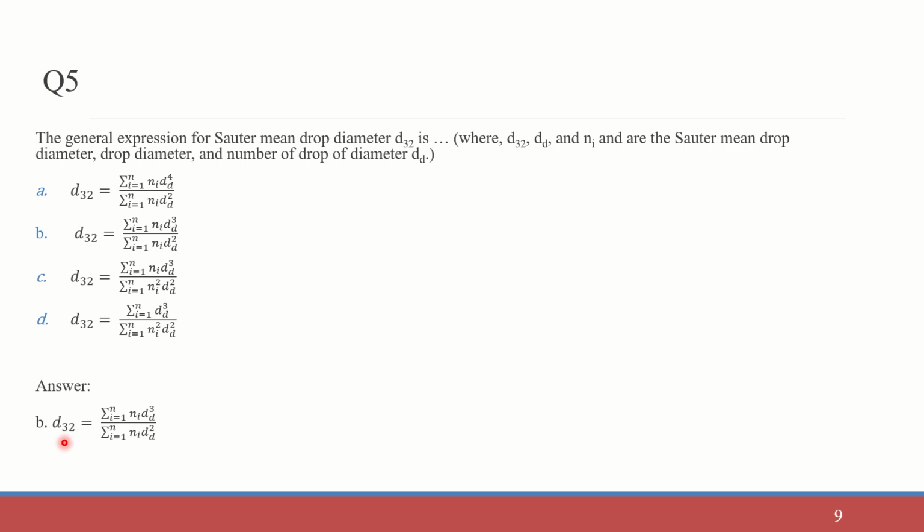Option B, D32 is the Sauter mean drop diameter, that you must know. Sauter mean drop diameter is known as D32, and D32 is nothing but summation of i equal to 1 to n Ni into dd cube divided by summation of i equal to 1 to n Ni dd square. So that is for question 5. Now let us go to question 6.